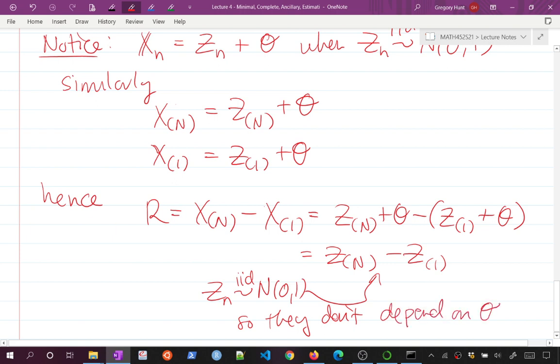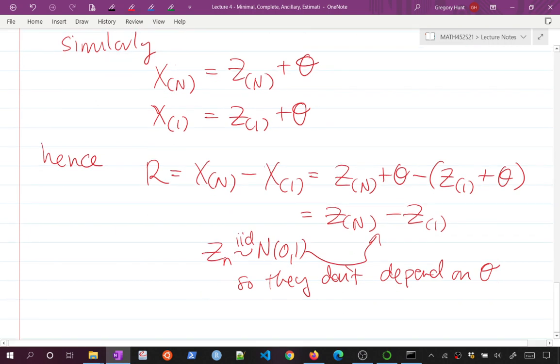So the distribution of the z's doesn't have anything to do with theta. So certainly the distribution of the maximum or the minimum of the z's has nothing to do with theta. And the difference of them is not going to introduce theta somehow. And so our punchline here is that the range is ancillary to theta for this example.